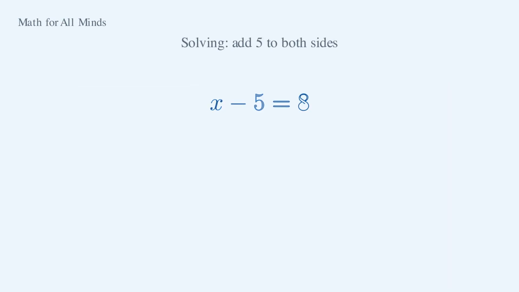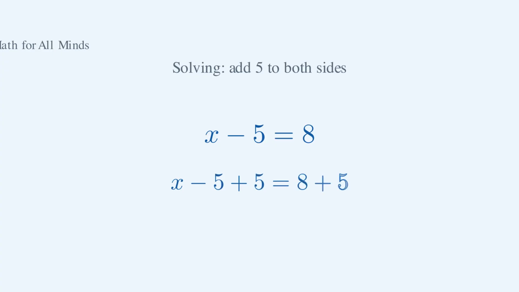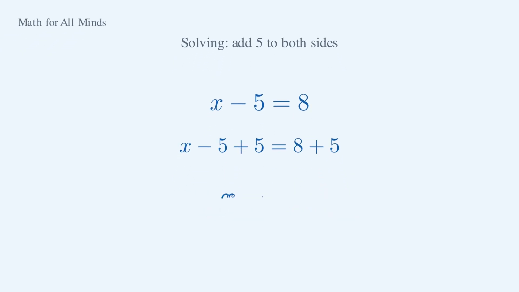To solve x minus 5 equals 8, we add 5 to both sides to cancel out that subtraction. Minus 5 plus 5 is 0 on the left, leaving x. On the right, 8 plus 5 is 13. So x equals 13. Pause the video and try this one yourself.